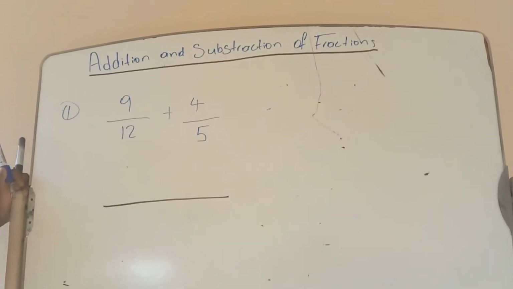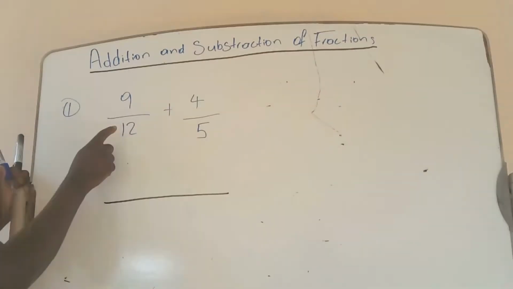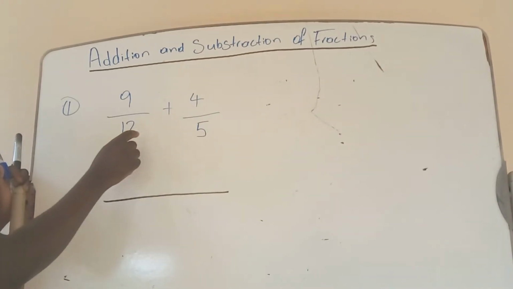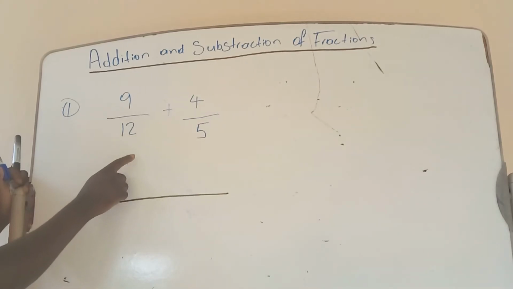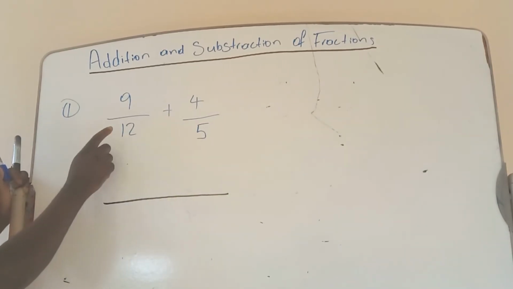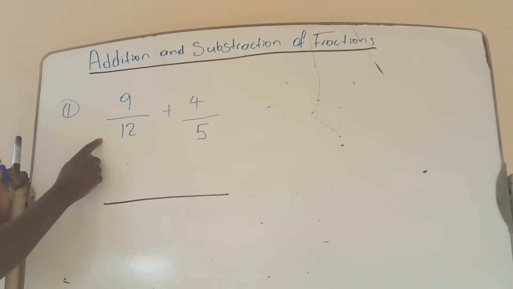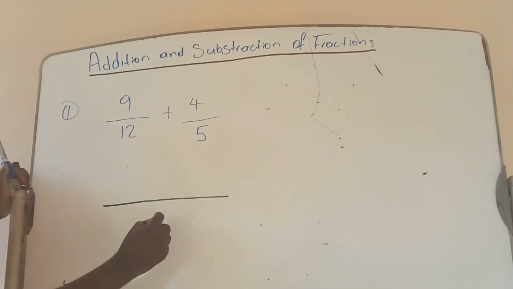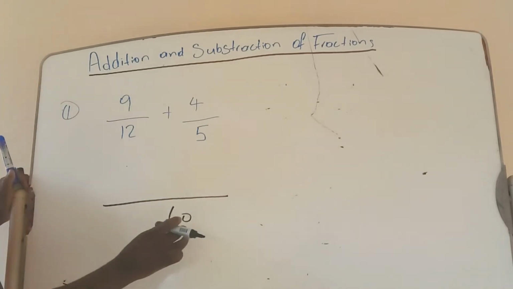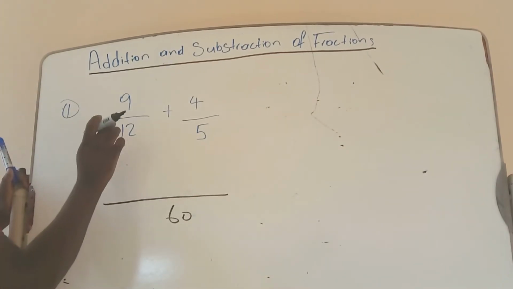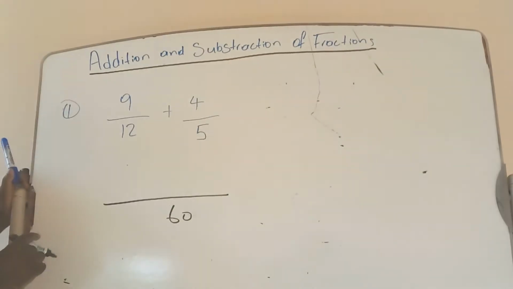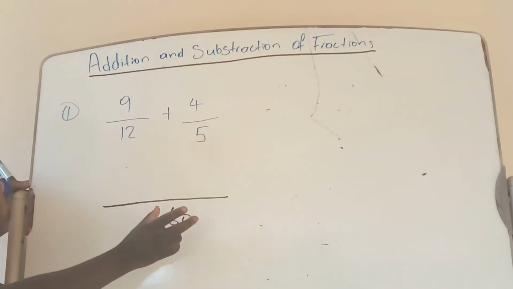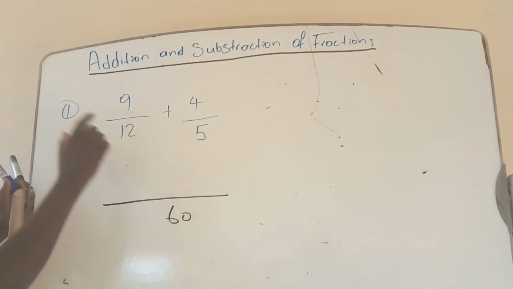A simple trick that you can use is to always multiply the two denominators, and the result of that multiplication will always be a multiple of the denominators. For example, 12 times 5 will give us 60. That means 60 is a multiple of 12 and 5. So the common denominator that we're going to use for this question is 60.